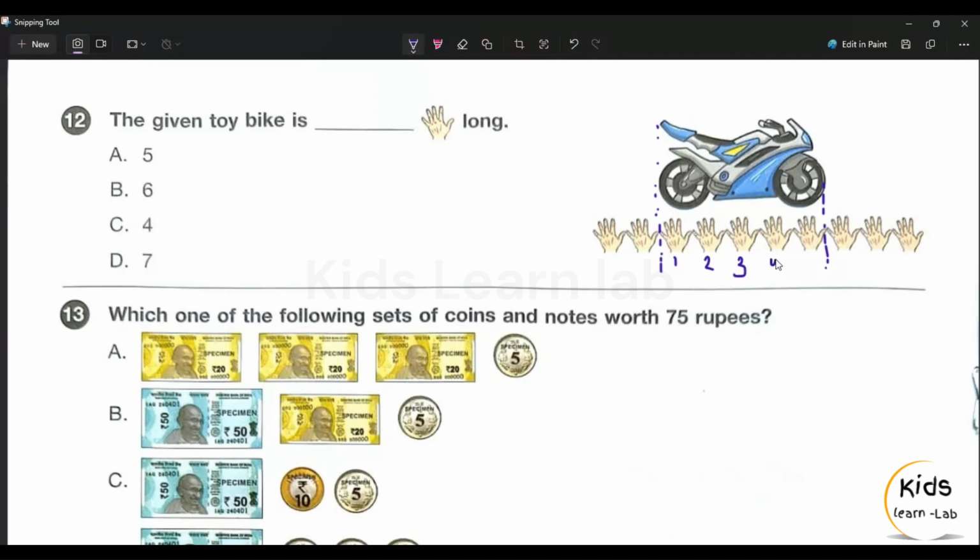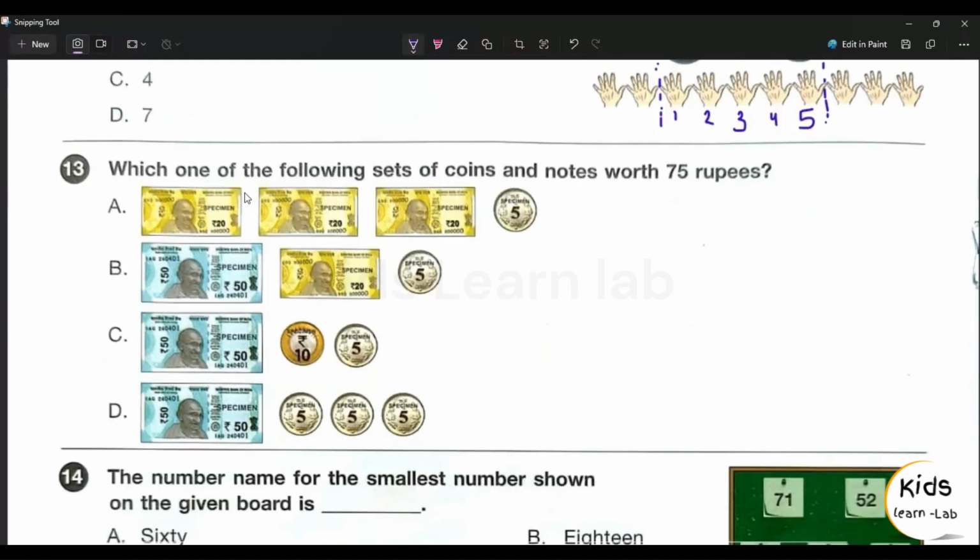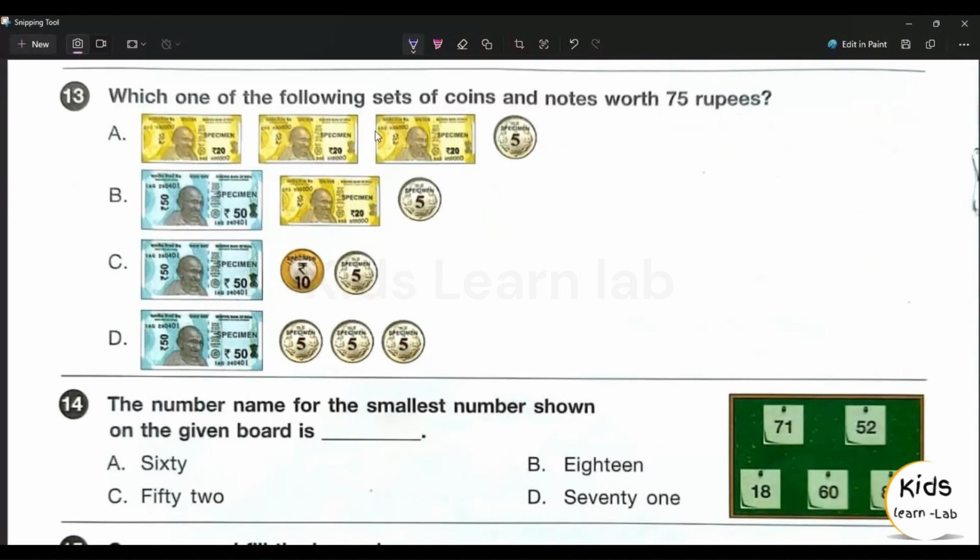So 5 hands long. So option A, 5 hands long is the right answer. 13th question, which of the following sets of coins and notes is worth 75 rupees? Option A, 20 plus 20 is 40, 40 plus 20 is 60, 60 plus 5 is 65, not equal to 75. Option B, 50 plus 20 is 70, 70 plus 5 is equal to 75. So option B is the right answer.